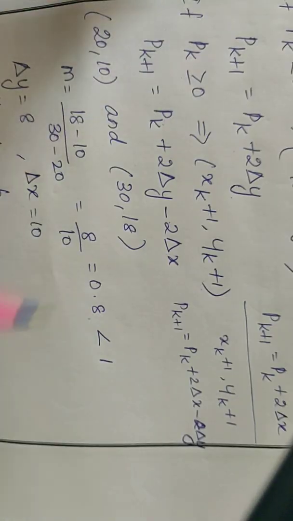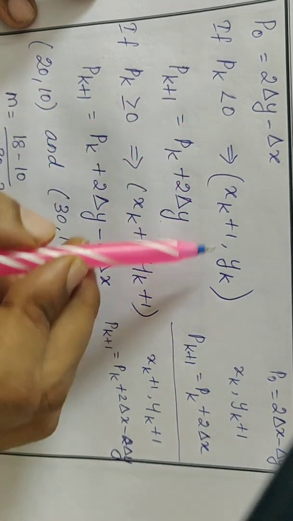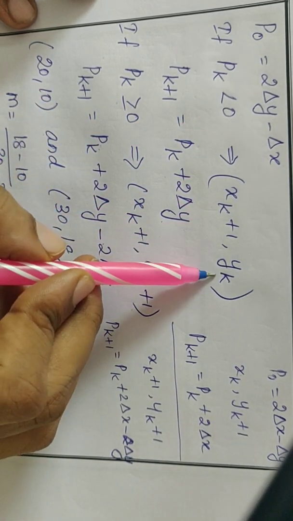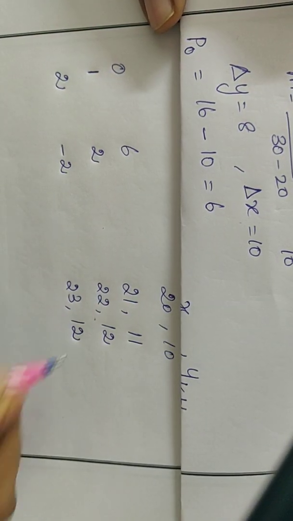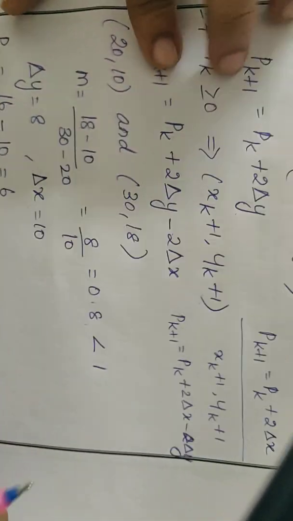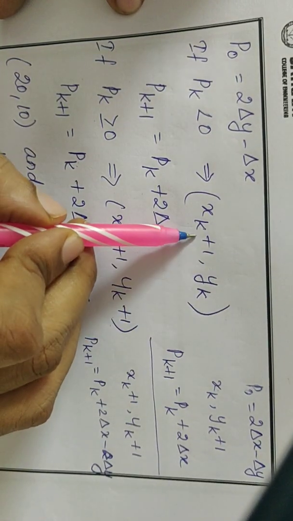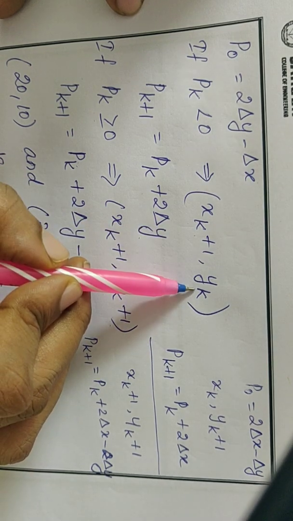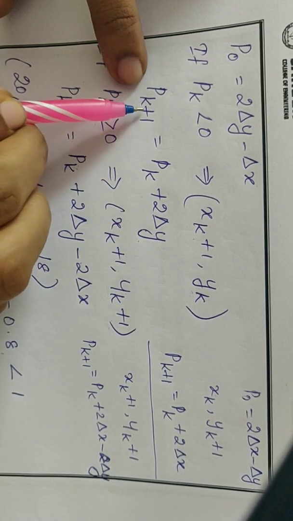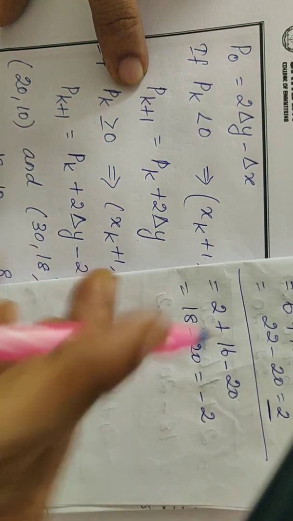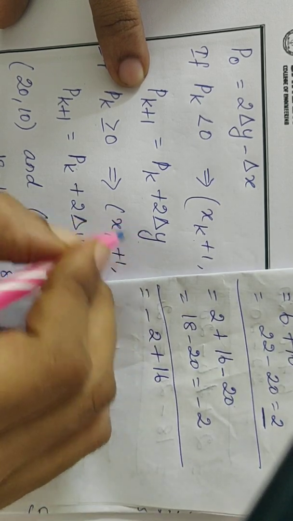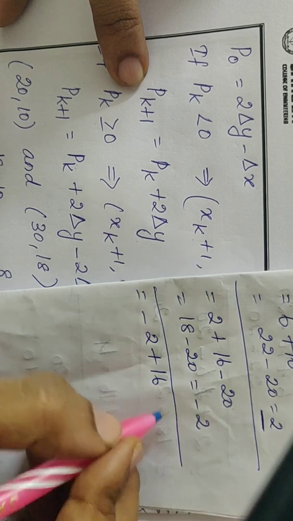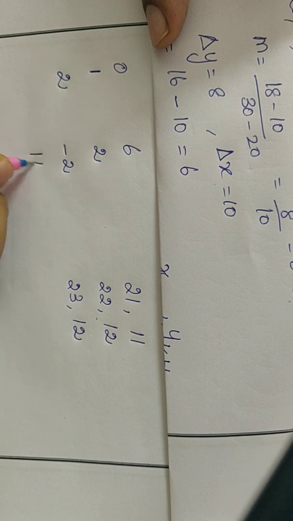Minus 2, see here, it is less than 0. So what I have to do, x I can increment, but y I have to take the previous value. So it becomes 23, 12. And what should be the next decision parameter? I have incremented x, but I have written the previous y value as it is. So use this formula and calculate. It will be minus 2 plus 16. Delta y is 8, so 2 delta y becomes 16, which is nothing but 14.